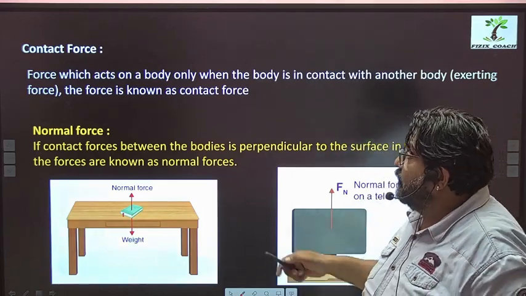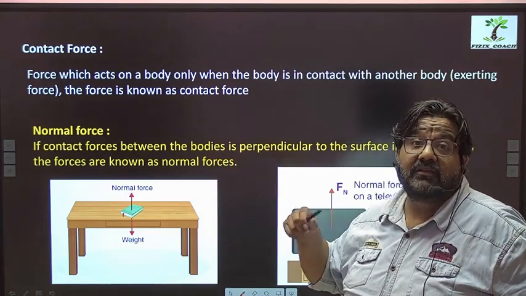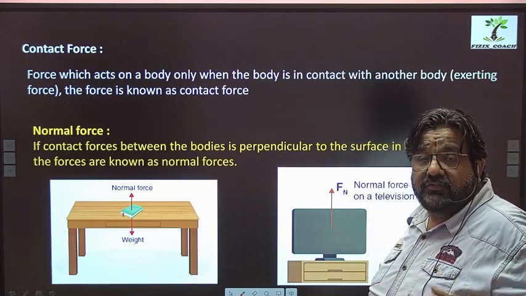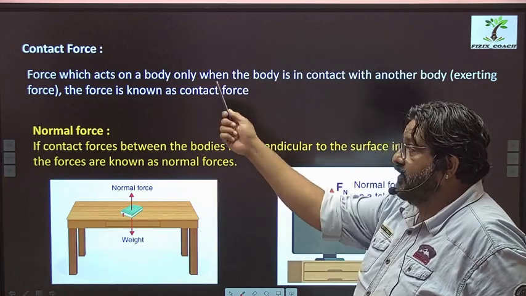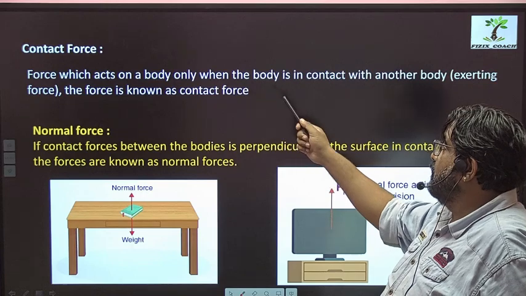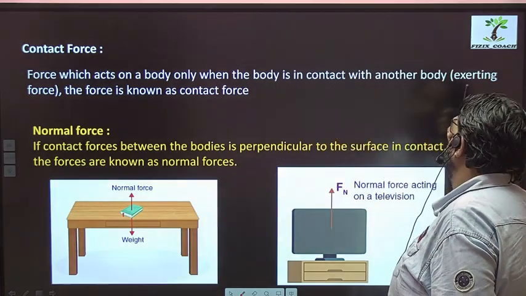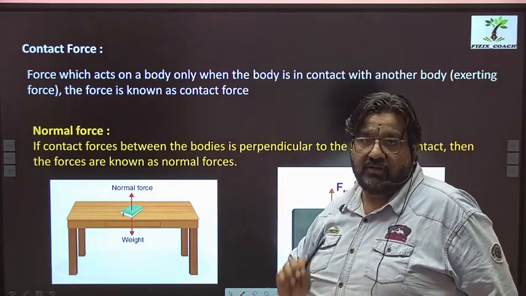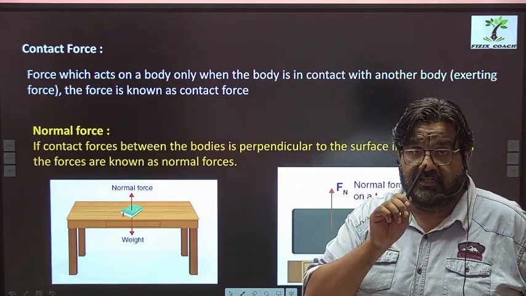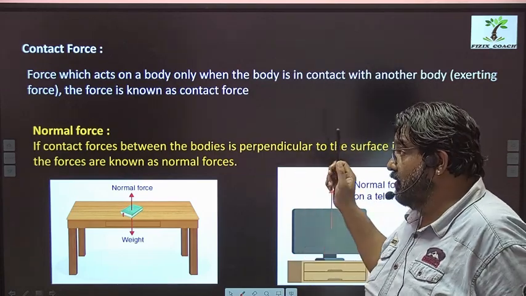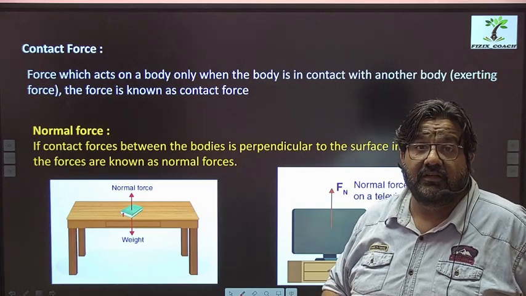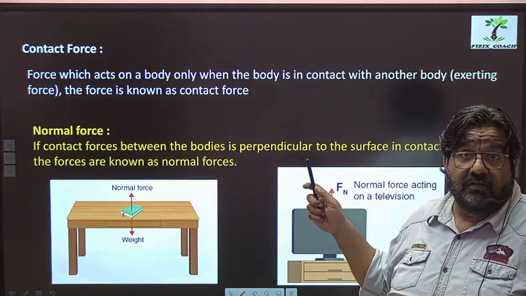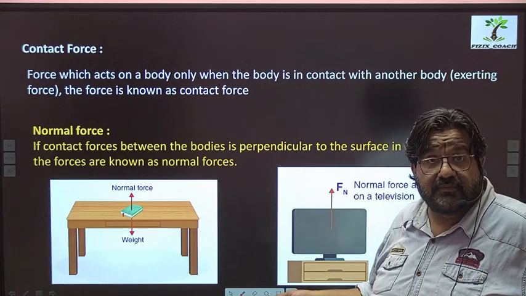Right? So the forces in which 2 objects are in contact with each other, touching each other, those forces are called contact forces. See the definition: forces which act on a body only when the body is in contact with another body that is exerting force. The force is known as contact force. So, as the name tells, contact forces are the forces which come into action when 2 objects are in contact. The types, let's study the types of the contact forces.